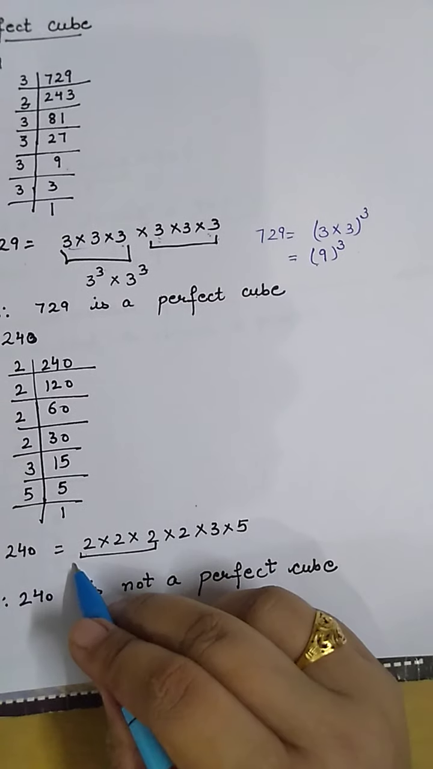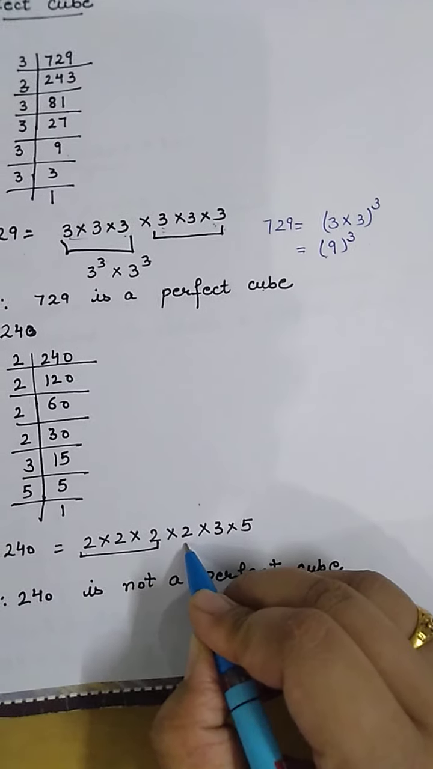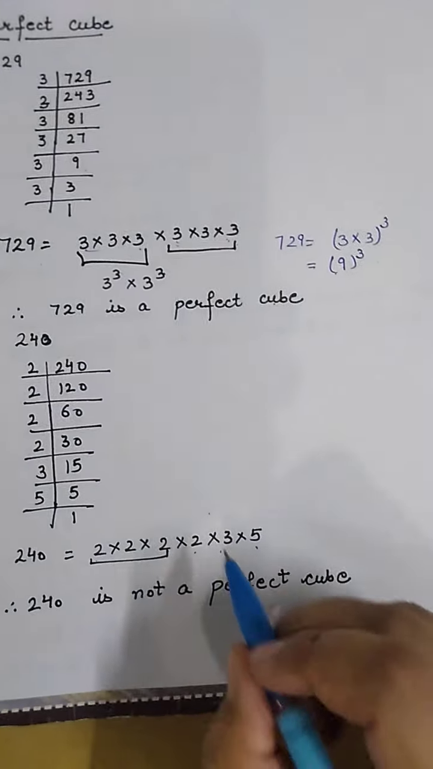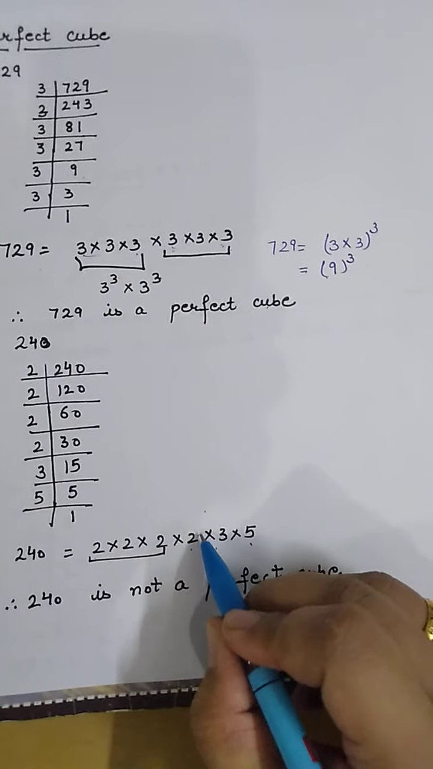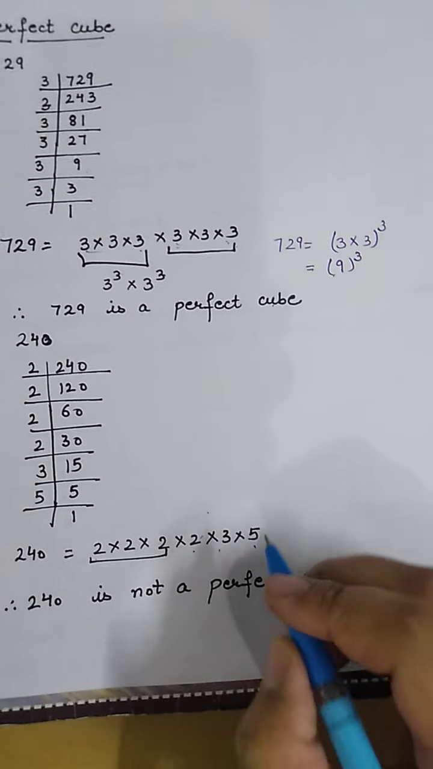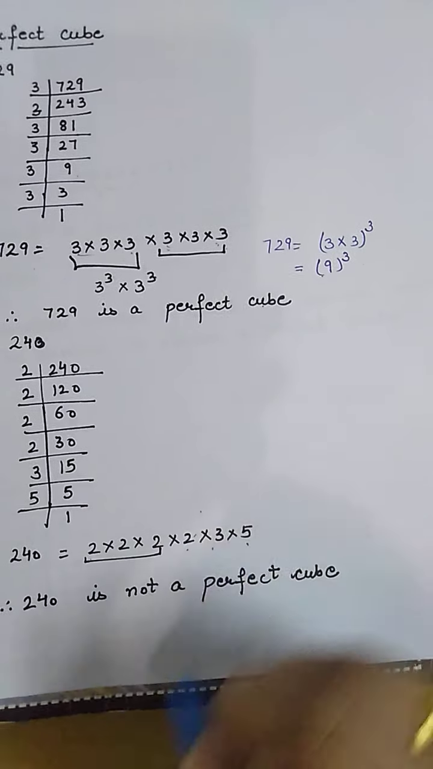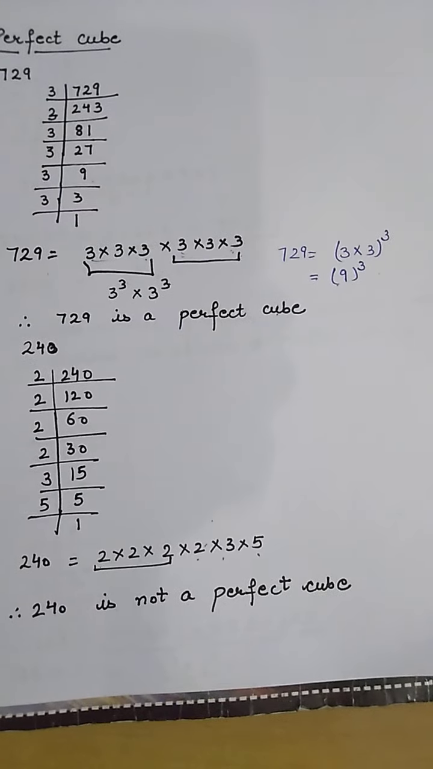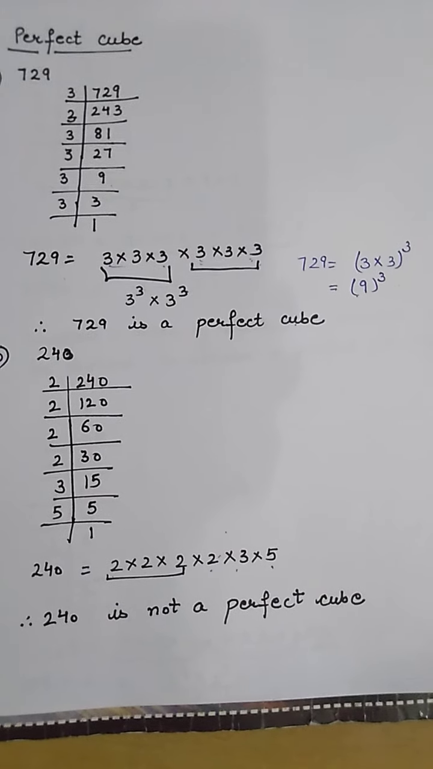This is making a pair of 3, but this 2 is single, this 3 is single, and this 5 is also single. I need 3 more 2's to multiply, and then 5, 2 more, to make it a perfect cube. So 240 is not a perfect cube.